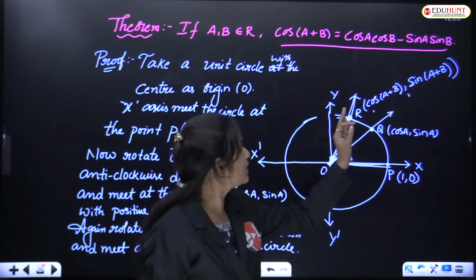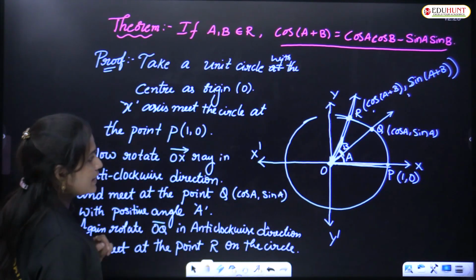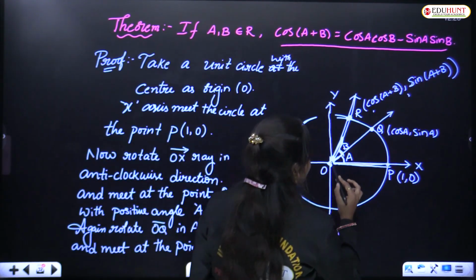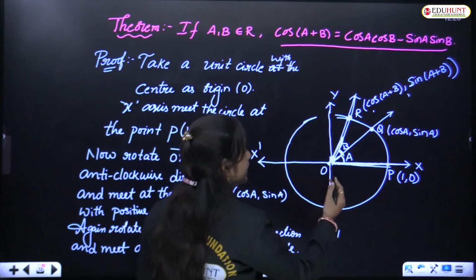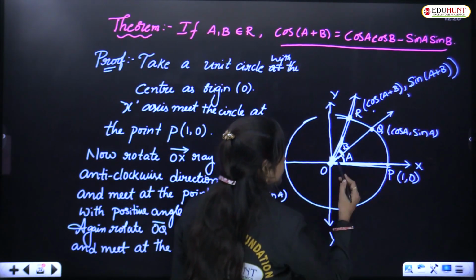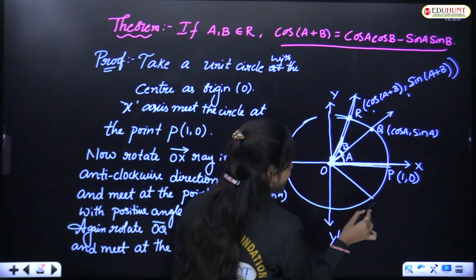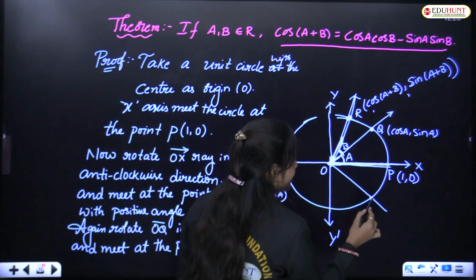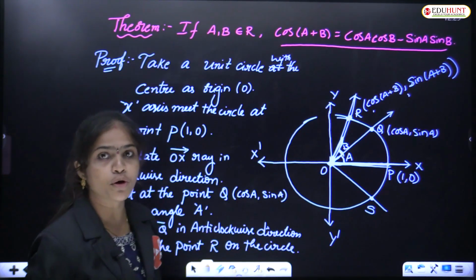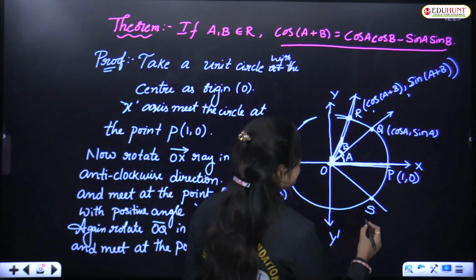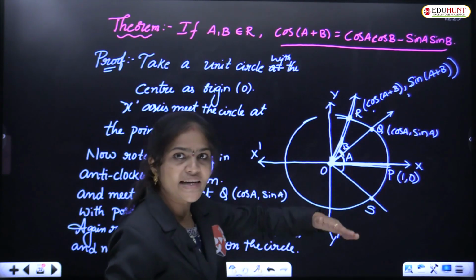So those two are the coordinates of R. Did you understand? Yes. In continuation, now rotate that OP ray. On that OX we have OP as another ray, no? Rotate the OP ray in clockwise direction and meet the point S on the circle. So here it is rotating in clockwise direction.